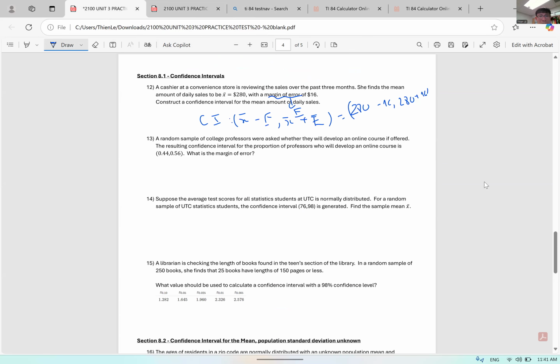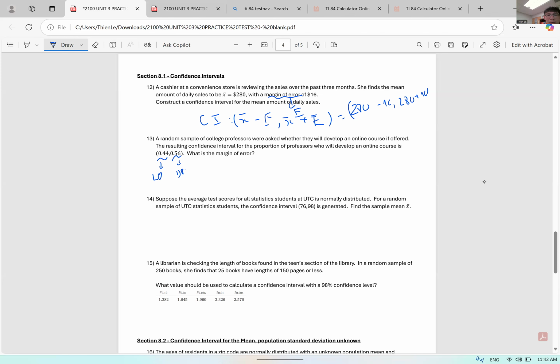For 13, a random sample of college professors is asked whether they will develop an online course. The resulting confidence interval for the proportion of professors who will develop an online course is from 0.44 to 0.56. What is the margin of error? So here you have an upper bound and a lower bound, right? Okay, I put lower here.